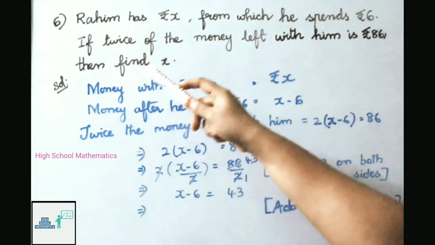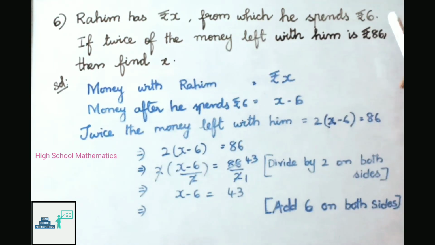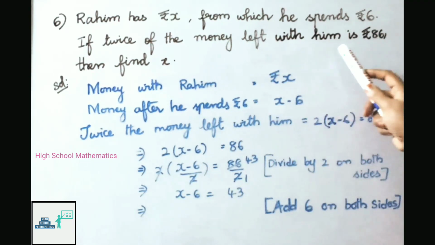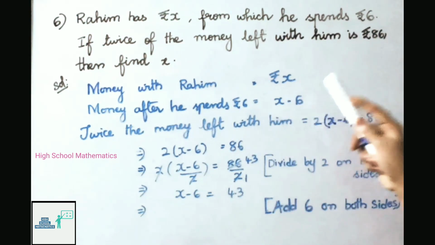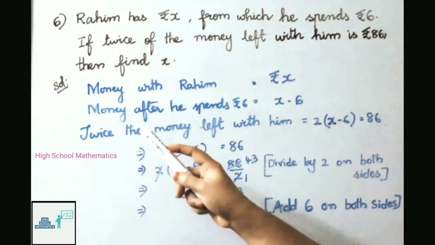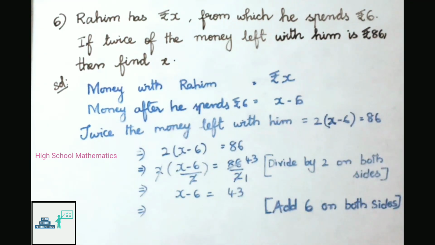See now question number 6. Rahim has X rupees from which he spent 6 rupees. If twice of the money left with him is 86 rupees, then find X. Let us see the solution. Money with Rahim is X rupees. Money after he spent 6 rupees is equal to x minus 6.